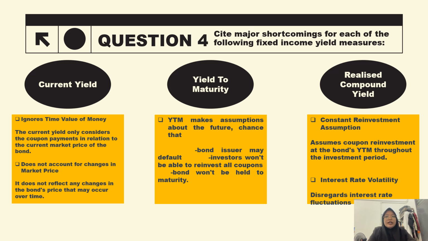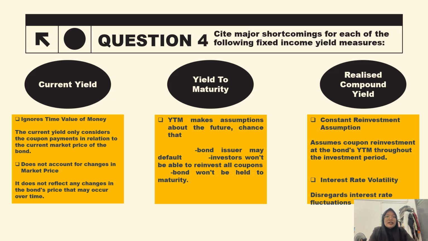And the last point is realized compound yield, which has a constant reinvestment assumption. We also know that realized compound yield relies on the assumption that coupon payments are reinvested at the bond's yield to maturity, which is YTM, consistently throughout the investment period. So this assumption may not align with actual reinvestment opportunities available to investors, potentially leading to inaccuracies in yield calculations.